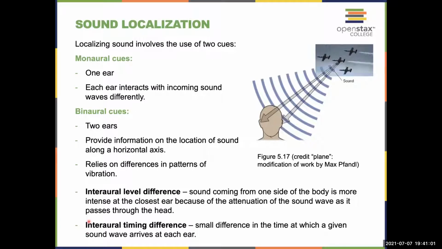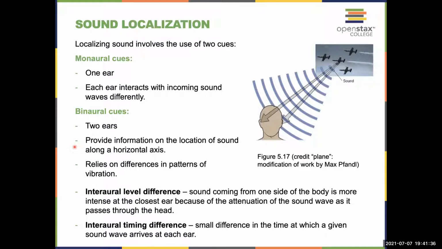All right. And then how is it that we localize sounds, right? Just like with vision, there's monocular and binocular. Here there's monaural and binaural cues, right? So one ear versus two ears. With one ear, each ear is interacting with the different incoming sound waves differently. And then the two ears provide information on the location of sound along a horizontal axis.